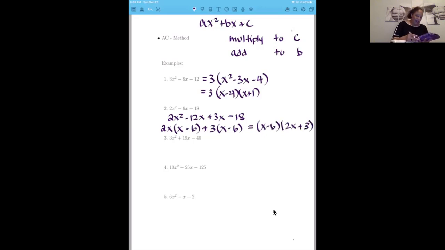Let's do the same thing for number 3. A and C is going to give me negative 120. So I need two numbers to multiply to give me 120 and add to give me 19. Let's just start. I always like to divide by 2. So 60, 30, 15, and 5.